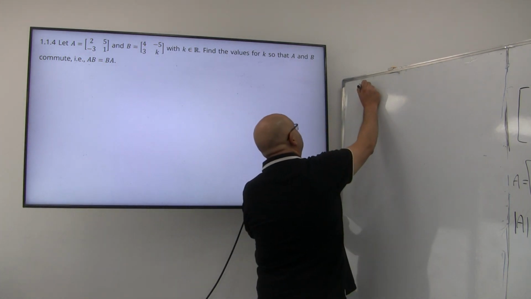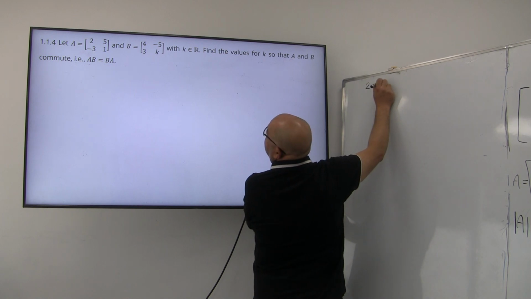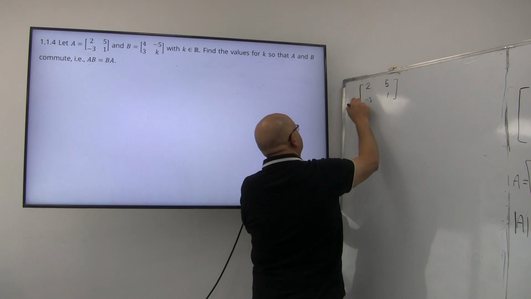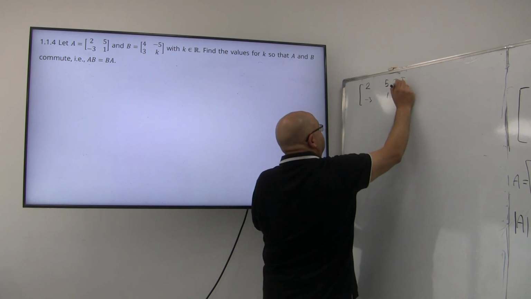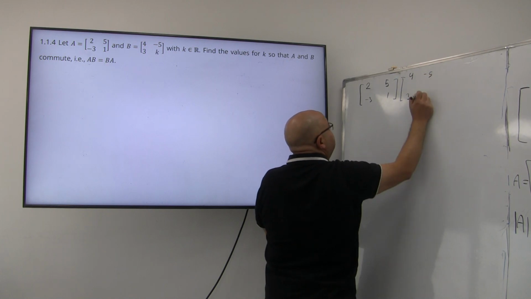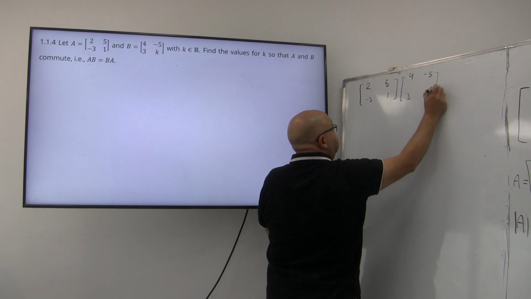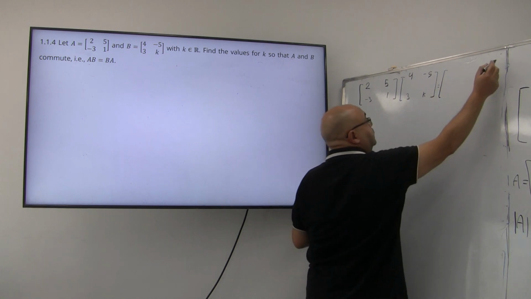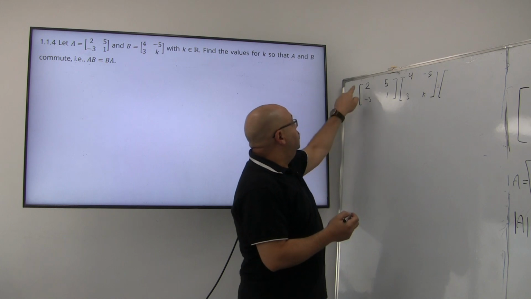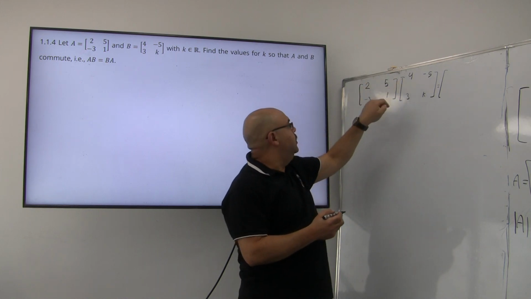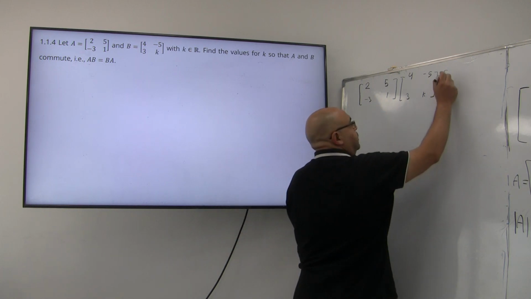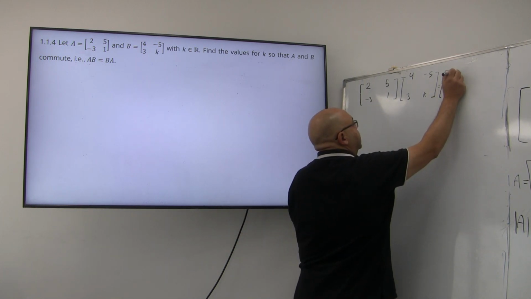A is [2, 5; -3, 1] and I'm going to multiply it by [4, -5; 3, k]. So the result will be: the first row by the first column. 2 times 4 is 8, plus 5 times 3, which is 15. 8 plus 15 is 23.